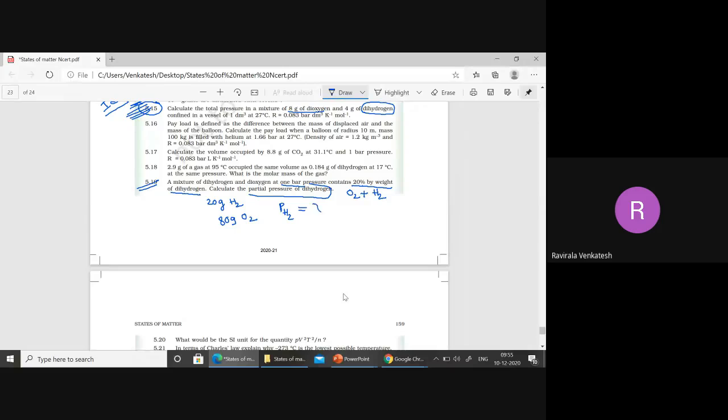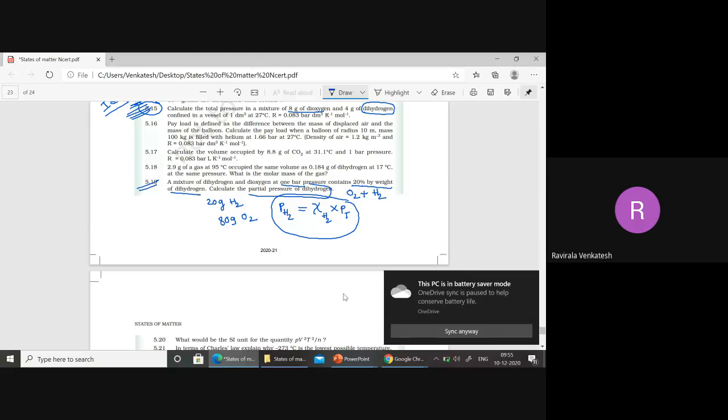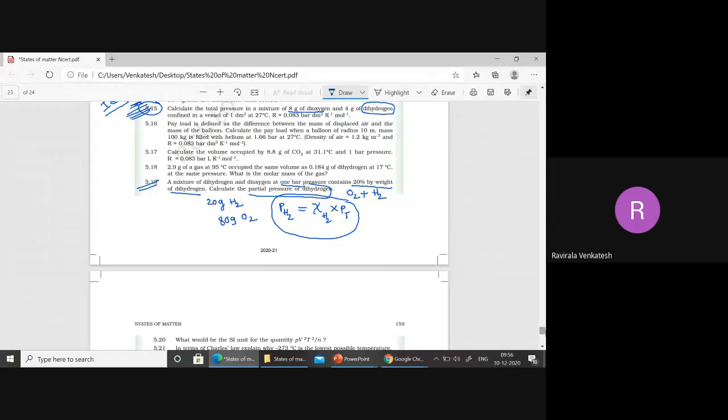What is the formula? P total. Now, is P total given or not in the problem? P total is given, how much? 1 bar pressure, sir. 1 bar is given. Now what we have to calculate here is the partial pressure of hydrogen. So if we calculate the mole fraction of hydrogen, we can calculate the partial pressure of hydrogen.